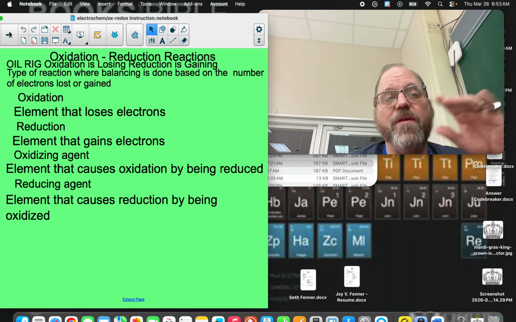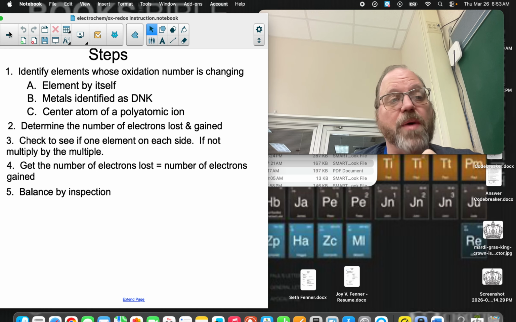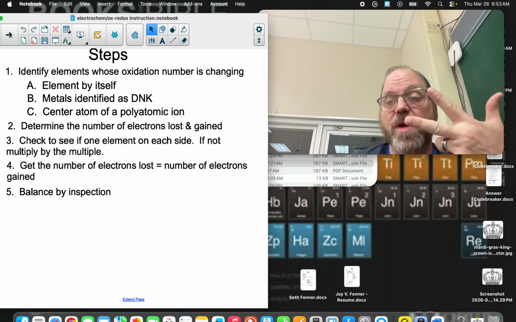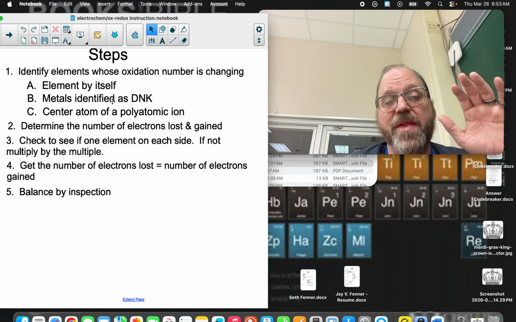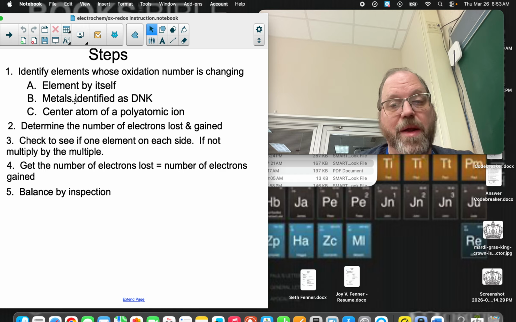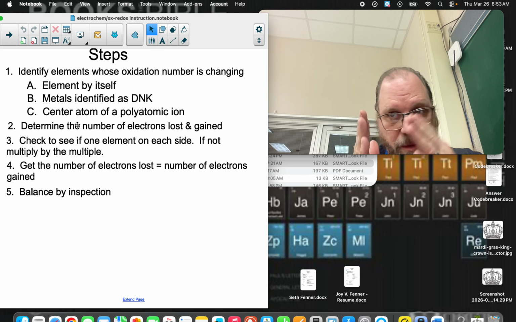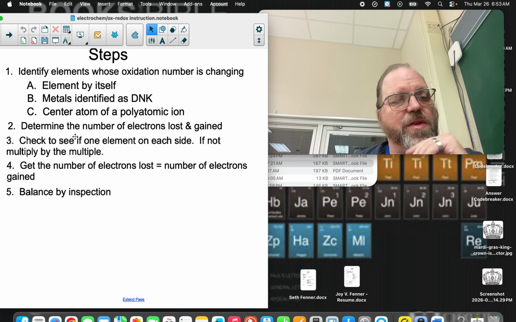All right, so here are the steps. I almost forgot that: there are 5 steps in the process. First, we identify the elements whose oxidation numbers change. Remember, we can look at 3 different things. First, see if it's an element by itself. Second, metals that we do not know, the ones that do not have a set oxidation number. And third, the center atom of a polyatomic ion: the N in nitrate, the S in sulfate, things along those lines.